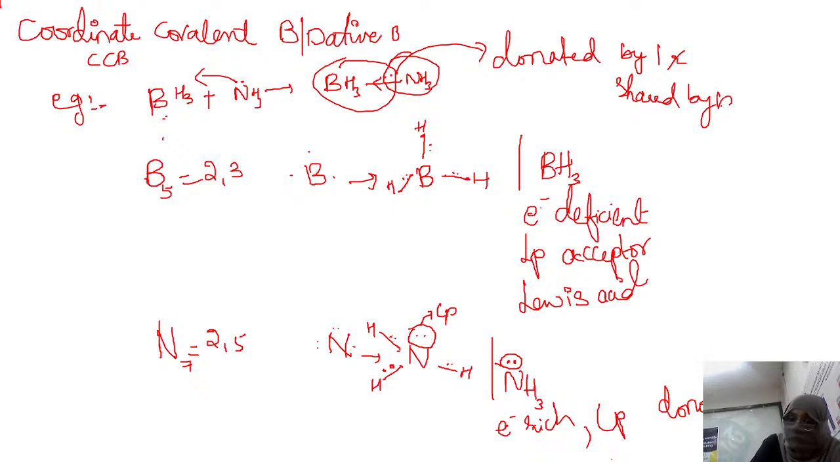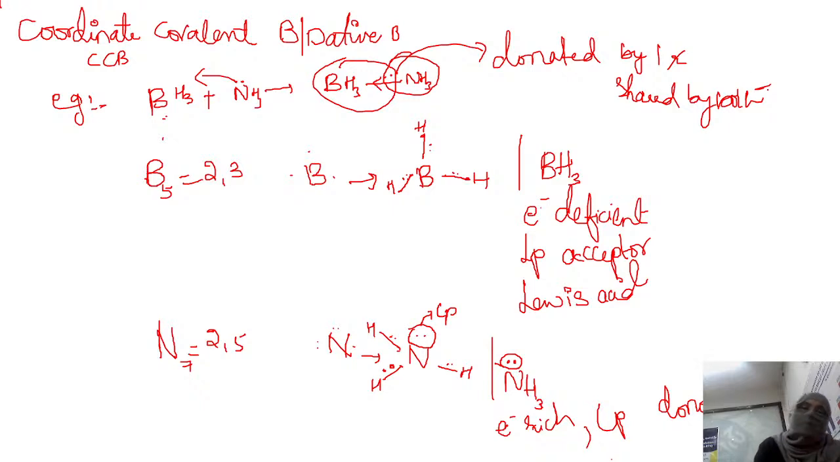Do you remember the previous definition for covalent bond? Covalent bond was mutual sharing, or I gave one more extra definition: donated by both, shared by both. But in coordinate covalent bond, donation is only by one molecule, which is NH3, the Lewis base, the electron rich donor, but shared by both. That type of bond which is donated by one, shared by both is known as coordinate covalent bond.